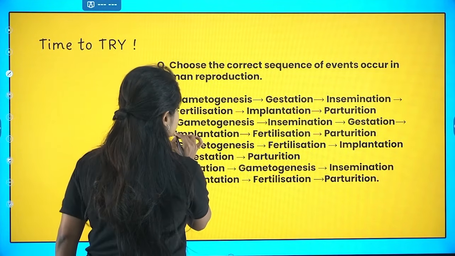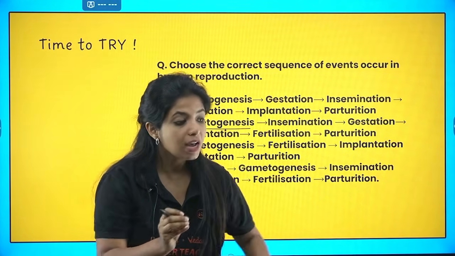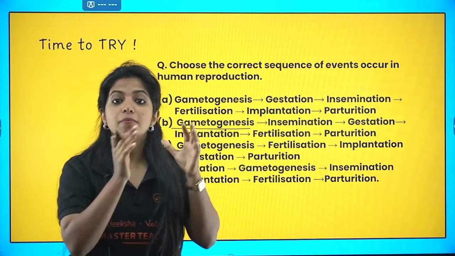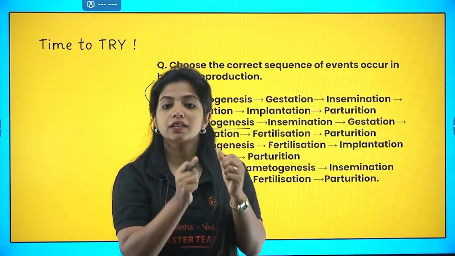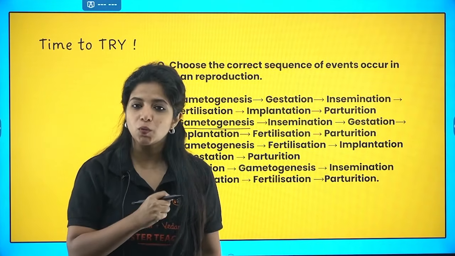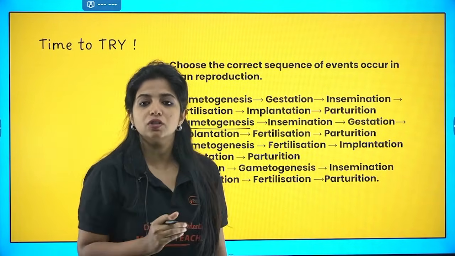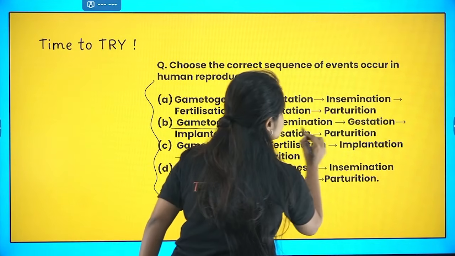Okay, fine. Gametogenesis took place, and gametes are being formed. Now the male and the female gamete have to meet. For that, the male has to ejaculate inside the female reproductive tract. This process is known as insemination. Inside you're putting semen, so that is known as insemination. So after gametes are formed, you need insemination.